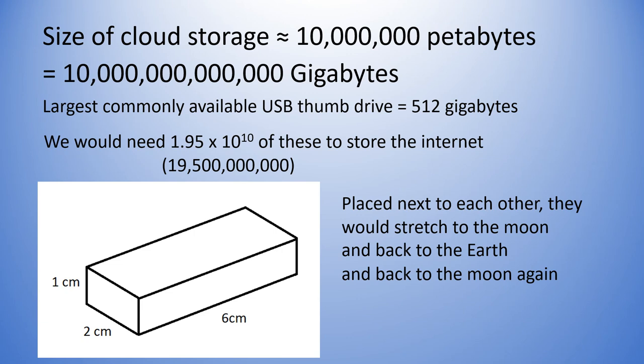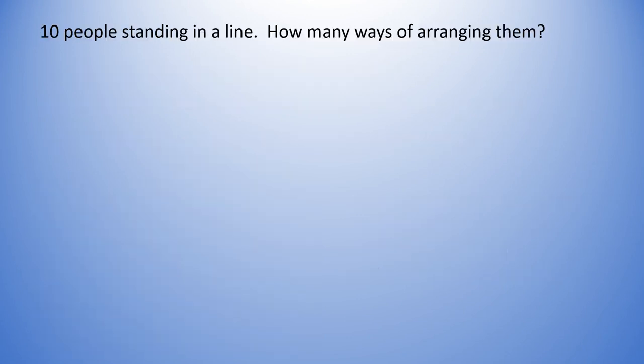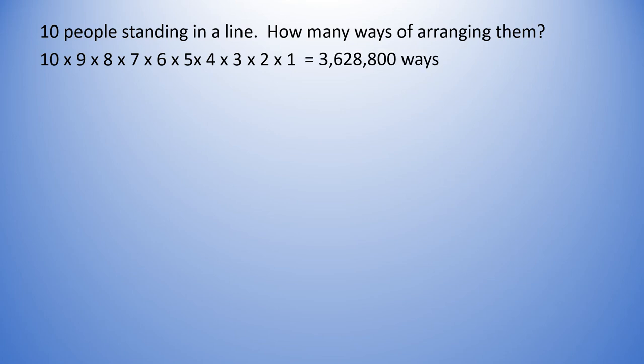Okay, more of a math style problem now for some large numbers. What if we had 10 people standing in a line? How many different ways could we arrange them? Well, this is quite easy to calculate. There would be 10 people we could choose for the first person in the line, 9 for the second, 8 for the third, and so on all the way down to 1. And this works out to be just over 3.5 million different ways of arranging 10 people standing in a line.